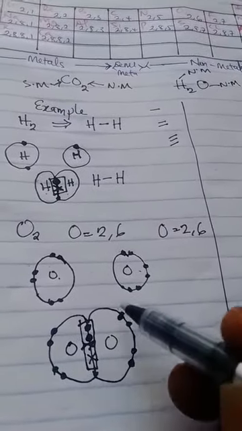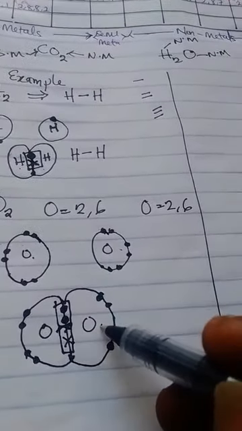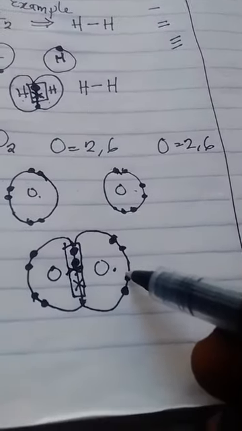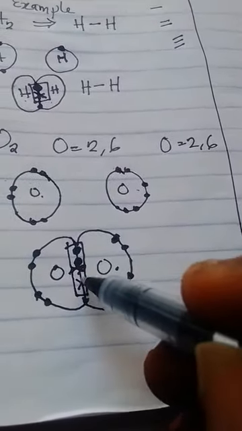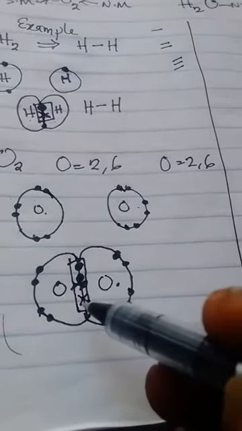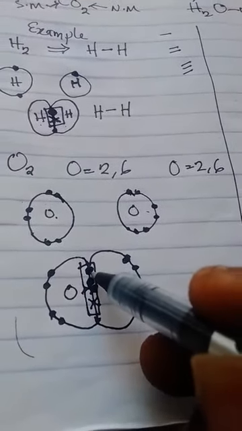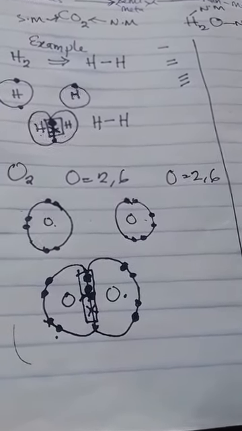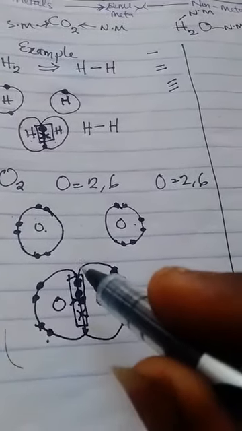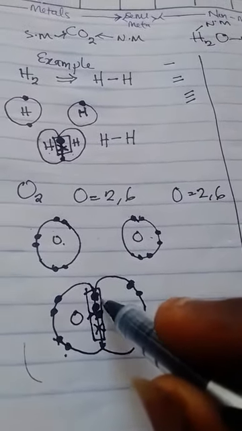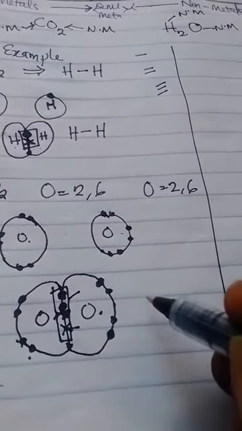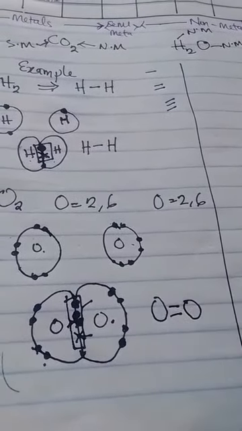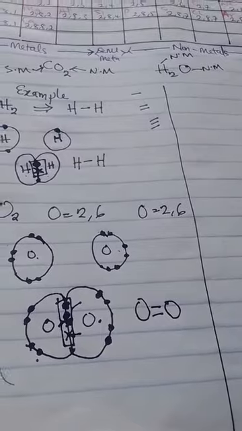So you can see, if you count the number of electrons for each oxygen, for this oxygen you are going to have 1, 2, 3, 4, 5, 6, 7 and 8. While for this one also you have 1, 2, 3, 4, 5, 6, 7 and 8. So you can see both of them have 8. But if you check, the number of covalent bonds here is 2. We have this and then we have this. So we have a double covalent bond between the 2 oxygen atoms.